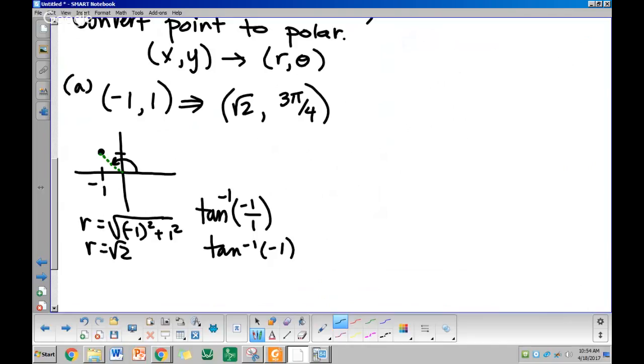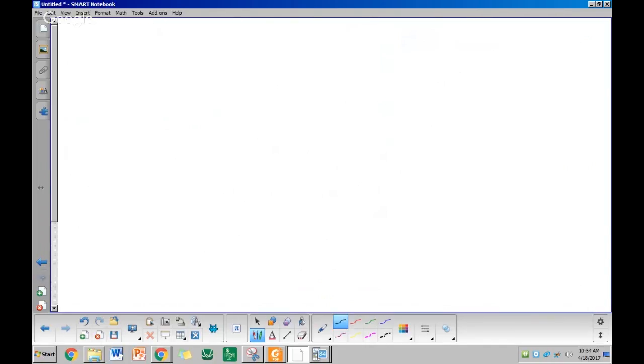Of course, could you have other manifestations of this point? The answer is yes. I don't understand the manifestations of it. Well, okay. All right, so really quickly, note if I wanted to convert √2, 3 pi over 4.